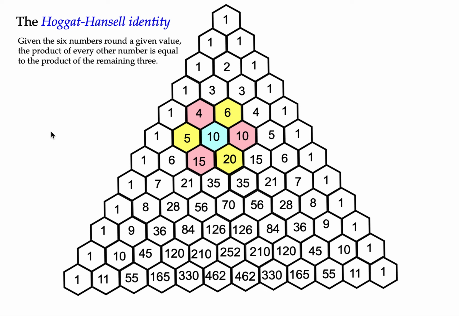The Hoggatt-Hansell identity is if you take any number and then consider the 6 numbers around it, then basically the product of every other number is equal to the product of the remaining 3. So in other words, we're not thinking of the 10 in the middle, but in this case here, the 3 pink numbers multiply to the same value as the 3 yellow numbers, which is again an interesting connection.